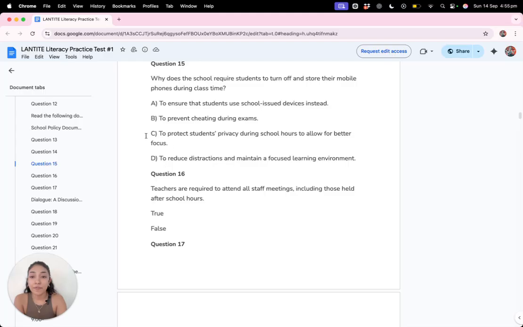So the best fitted answer is D, to reduce distractions and maintain a focused learning environment. And that is because the policy is designed to minimize distractions during class by requiring students to keep their phones turned off and out of sight.